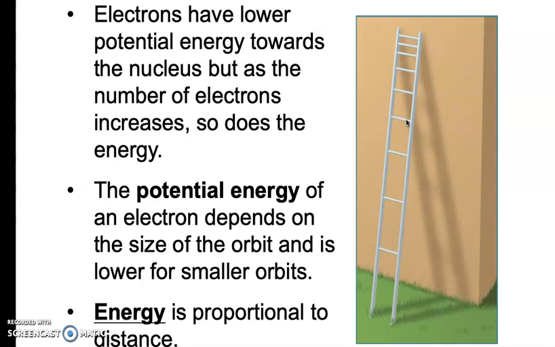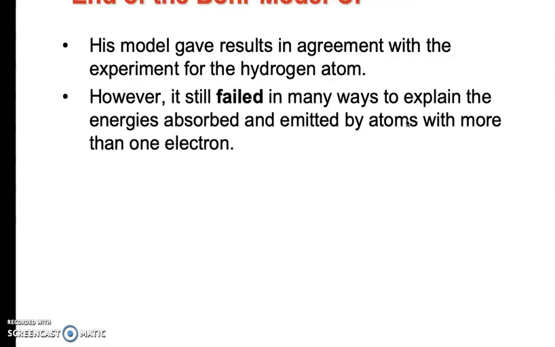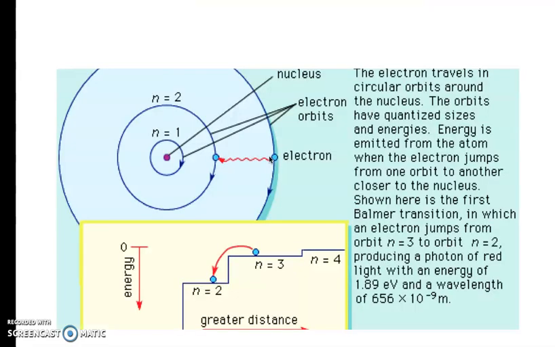So, in conclusion, Bohr's model only provided results in agreement with experiments using the hydrogen atom. Bohr's model failed to explain the energies absorbed or emitted by atoms with more than one electron. So at this point in time, he was only able to work with the hydrogen atom. His model gave results in agreement with the experiment for the hydrogen atom, as I said, and still failed in many ways to explain the energies absorbed and emitted by atoms with more than one electron. Now, why is this? It's just a phenomenon that he noticed. And we're going to stop right there.